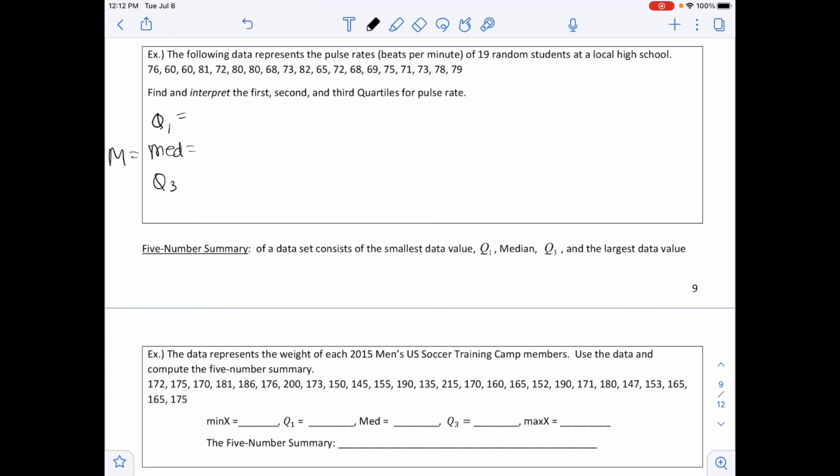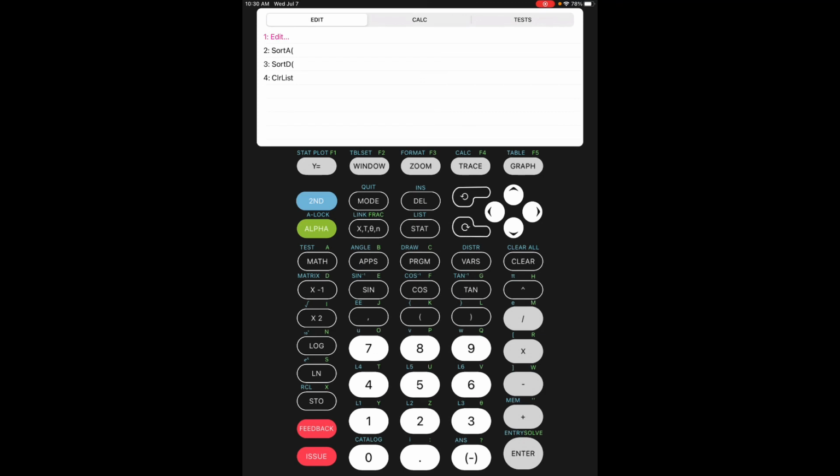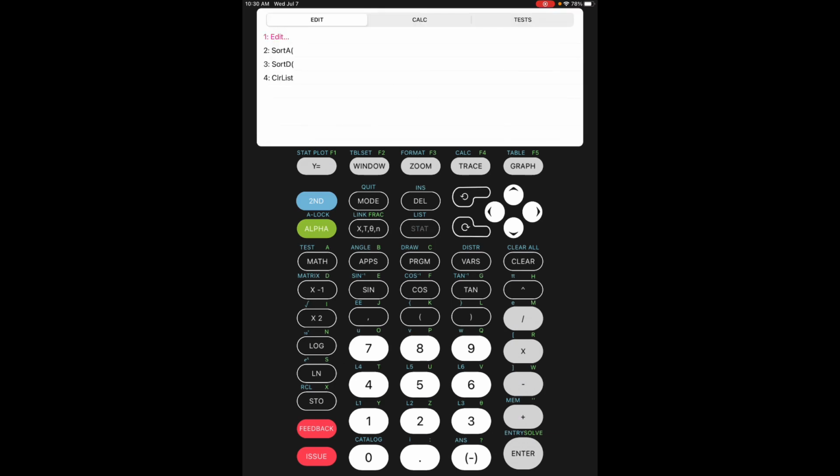In order to find these, we need to take our calculator and input all this data into L1. On your calculator, you're going to select Stat, press Enter on Edit, and enter all your numbers into L1. Make sure that these numbers are inputted correctly before you move on with the problem. Next, select Stat, scroll right to Calc, and press Enter on 1-Var Stats. We do not have a frequency list this time, so you need to make sure that you clear L2 if it's still there.